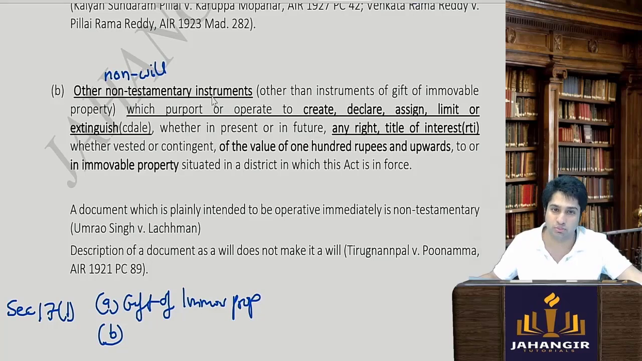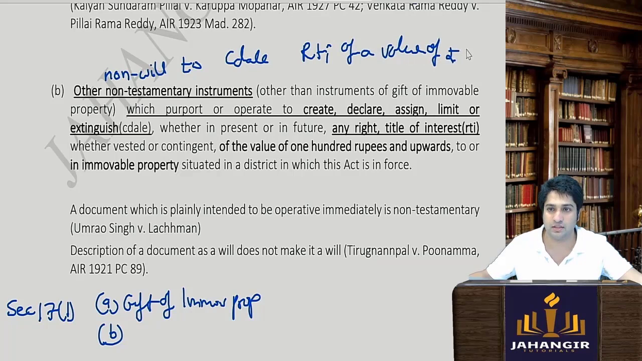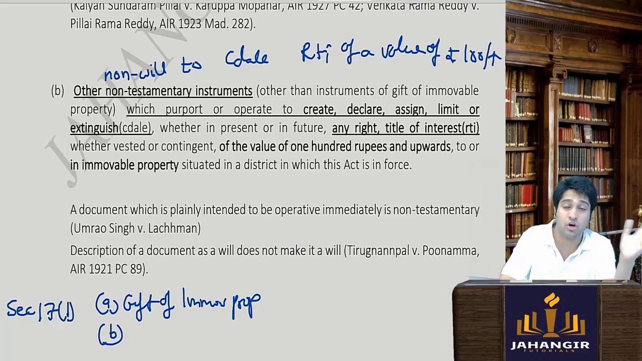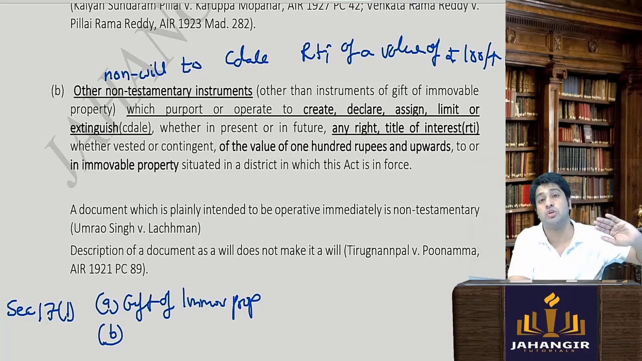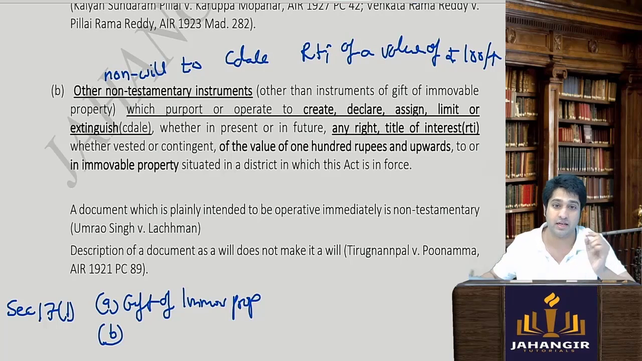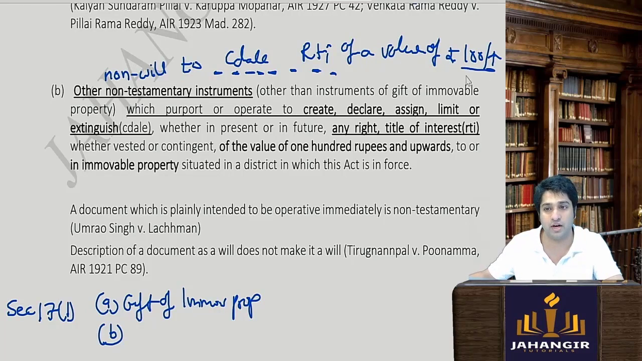So other non-will instruments which purport or operate to create of a value of ₹100 और upwards, इसका भी registration compulsory है. मतलब क्या, non-will documents, will का तो optional registration है. So non-will documents which purport or operate to create, declare, assign, limit, extinguish any right, title or interest of an immovable property of a value of ₹100 or upwards. मतलब क्या, imagine अगर मैंने एक सेल किया है तो I created right, title, interest in a value of immovable property of ₹100 or upwards.